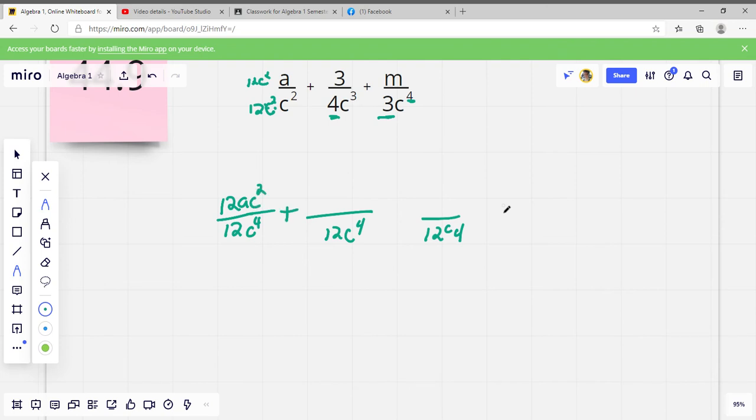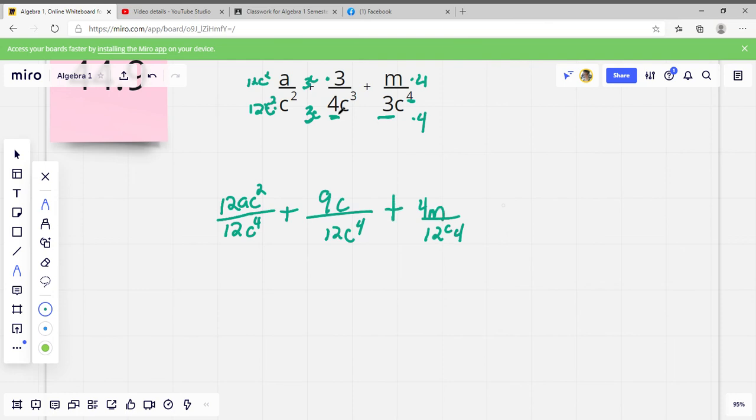This one, I've got 4, so to get to 12, I'm going to have to say 3 times 4 makes 12. And to get to c to the 4th, I'm going to have one more c. So then I'm going to multiply the top times 3c. 3 times 3 is 9, so that'd be 9c. This one, to get to 12, I have to multiply my 3 times 4. And it's already got c to the 4th, so I'm just multiplying times 4. So that would be 4m.